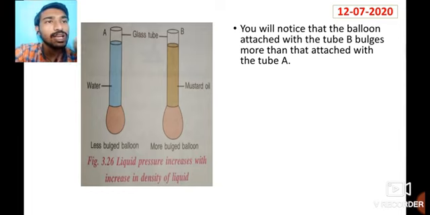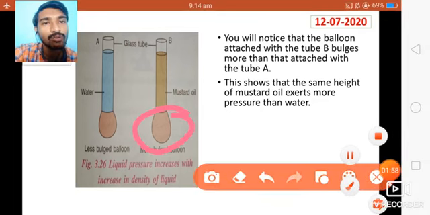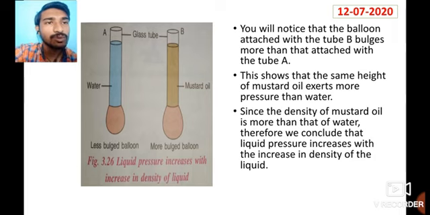Now what will happen? You will notice that the balloon attached to tube B bulges more than the one attached to tube A. Here this balloon has bulged more when compared to this. What does this indicate? The mustard oil exerts more pressure than water. Why is the mustard oil exerting more pressure? Because the density of mustard oil is more than that of water. So now what we are concluding is liquid pressure increases with increase in density of liquid.